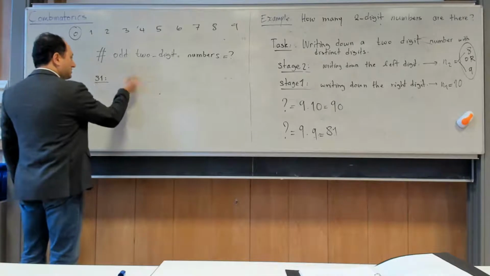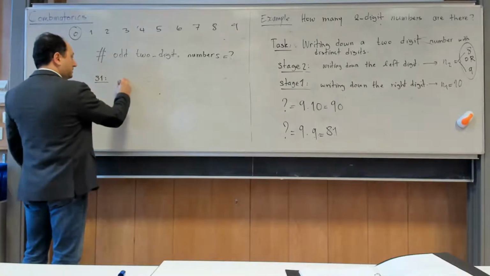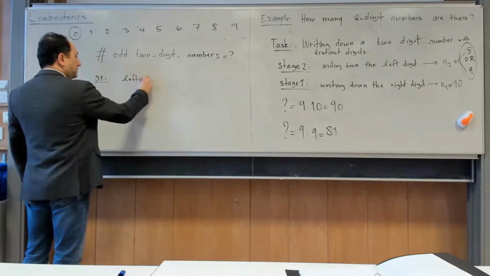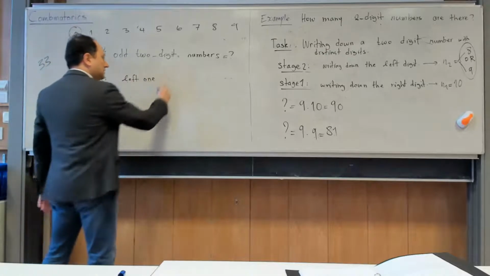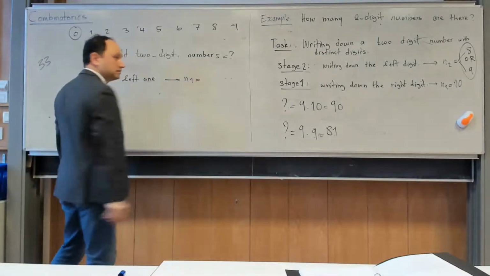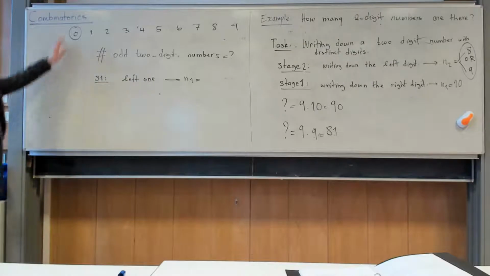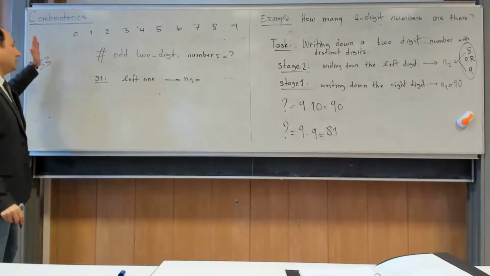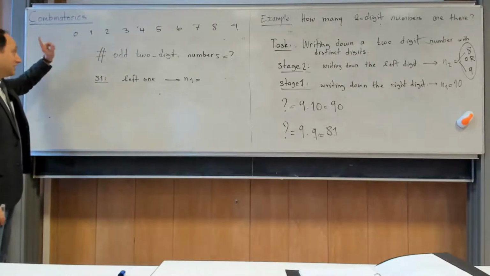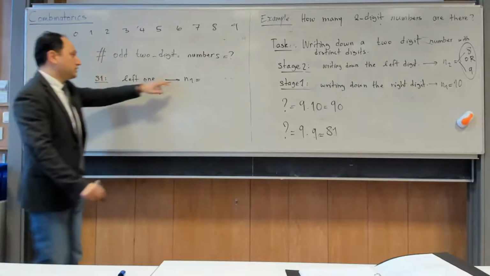Okay, so let us just write. Which one do you want to choose? The left hand. Okay, left one. You know what I mean. So what is n1 here? 9. It is 9. Yes, because the only one that I cannot put on the left hand side is 0. So you say it is 9.